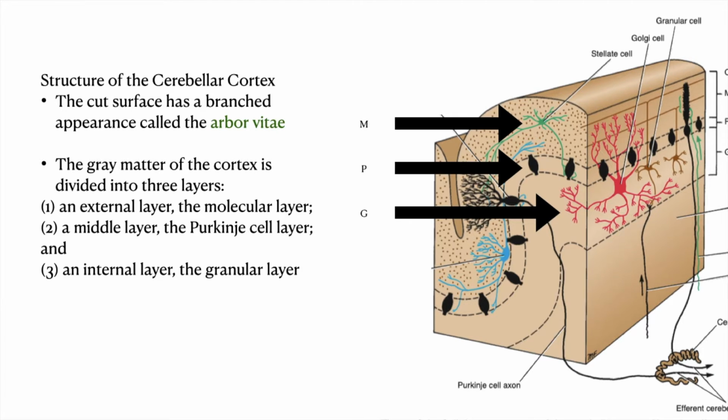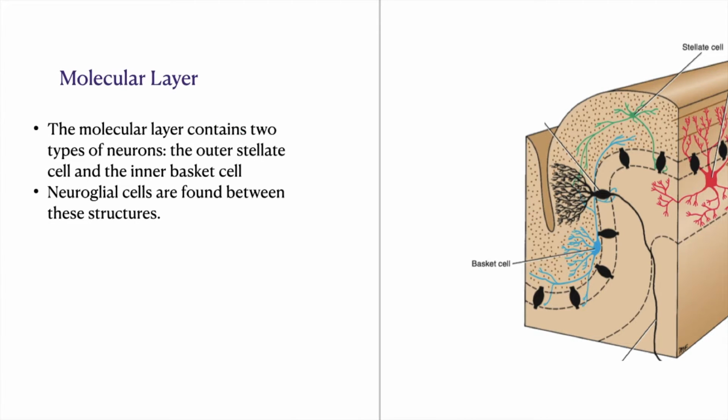The gray matter of the cortex has three layers: the outer layer, the molecular layer, the middle layer called the Purkinje cell layer, and the internal layer, which is the granular layer. The molecular layer contains two types of neurons: the outer stellate cell and the inner basket cell. There are neuroglial cells found in between.